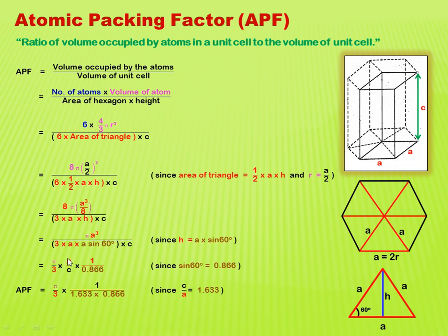Here we see that c by a. This c by a is also calculated as 1.633. It is the fixed value. So 0.74 is the atomic packing factor, which is 74%.